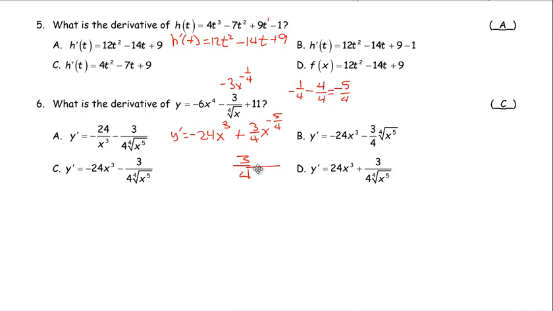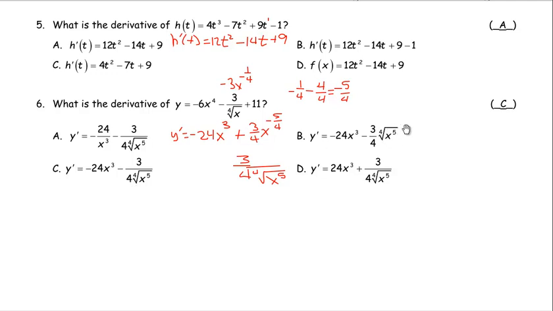So the 4 means it's the fourth root of x, and the 5 in that numerator means that's the power. So that's the derivative part here. It'll be negative 24x cubed plus 3 over 4 times the fourth root of x to the fifth, which is answer B here. Or sorry, I'm looking at the wrong one here. C here. So yeah, C is the correct answer.